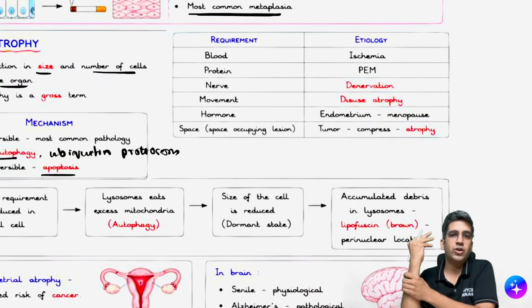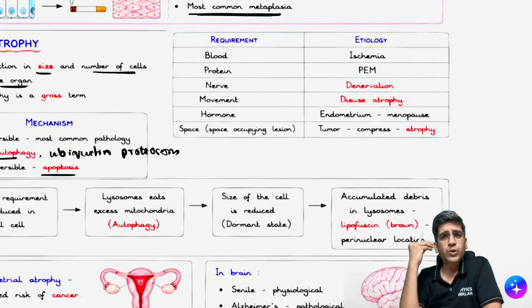So what all causes atrophy? It's simple. Whatever is required for my cell to survive, if I don't have that, I'll be atrophied, right?